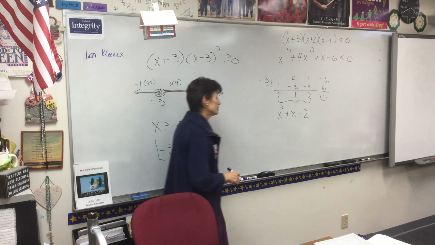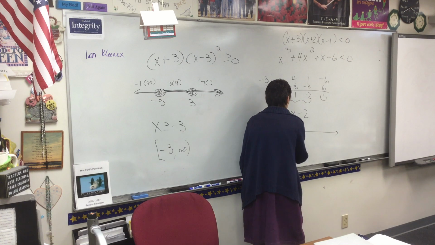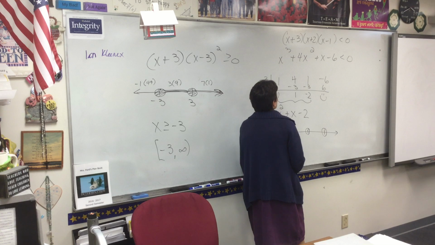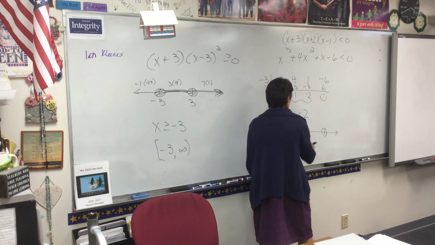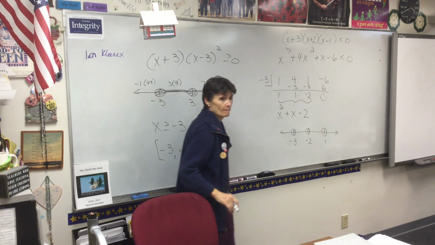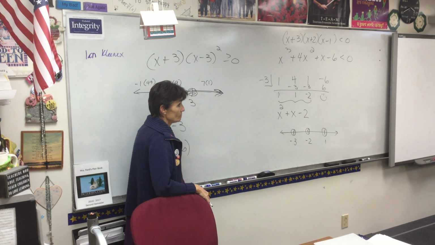Now we're not done. Now we draw our number line, and we know where to put the dots on the number line now. The dots are at -3, -2, and 1. Make sure you put them on there in order, guys. That is a number line.